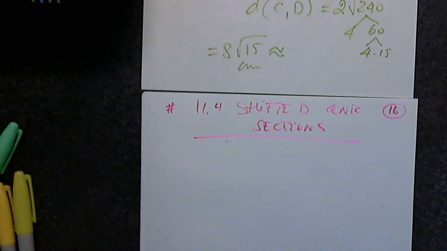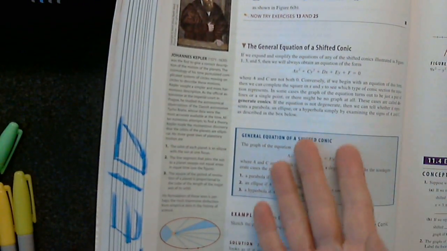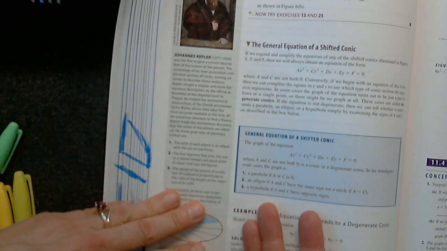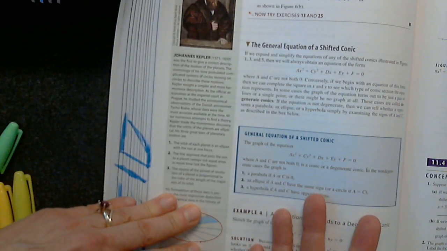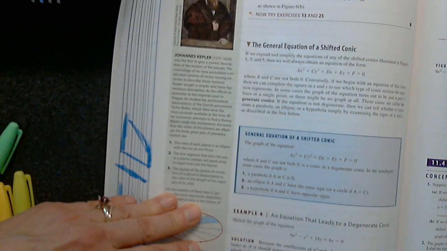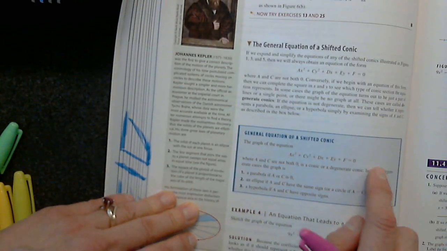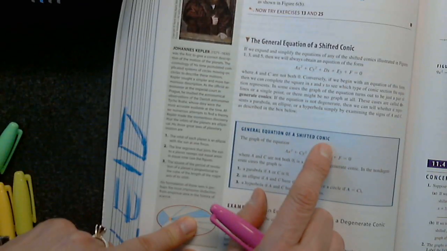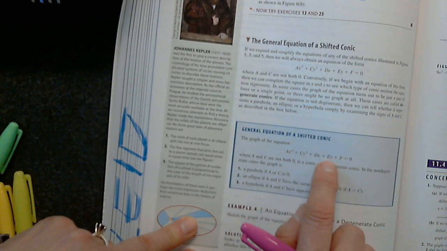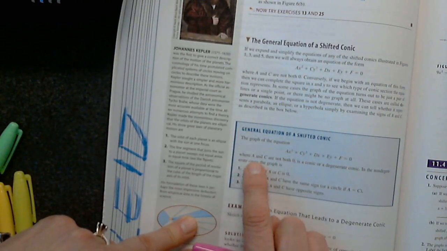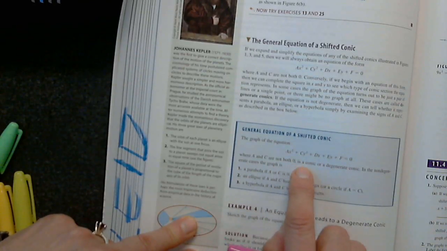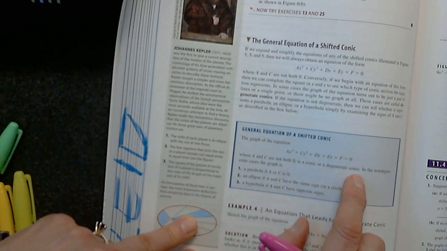I don't request you to memorize this, but let's just read it. We don't really need it. I'd like to read it because I want you to know it's there, but there is no need for it, and I'll show you why. It says, general equation of a shifted conic, the graph of the equation, blah, blah, where A and C are not both 0, is a conic or a degenerate conic, which could be a point.